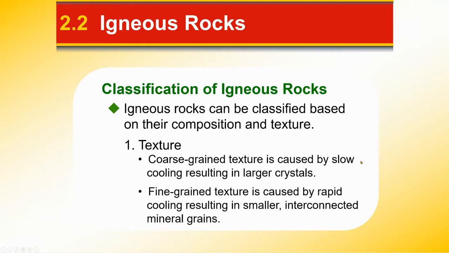Classification of igneous rocks. Igneous rocks can be classified based on their composition and texture. Coarse-grained texture is caused by slow cooling, resulting in larger crystals. Fine-grained texture is caused by rapid cooling, resulting in smaller interconnected mineral grains. So the minerals, depending on how long the magma or lava has to cool, how long it cools gives me larger crystals. Here's a couple of examples.